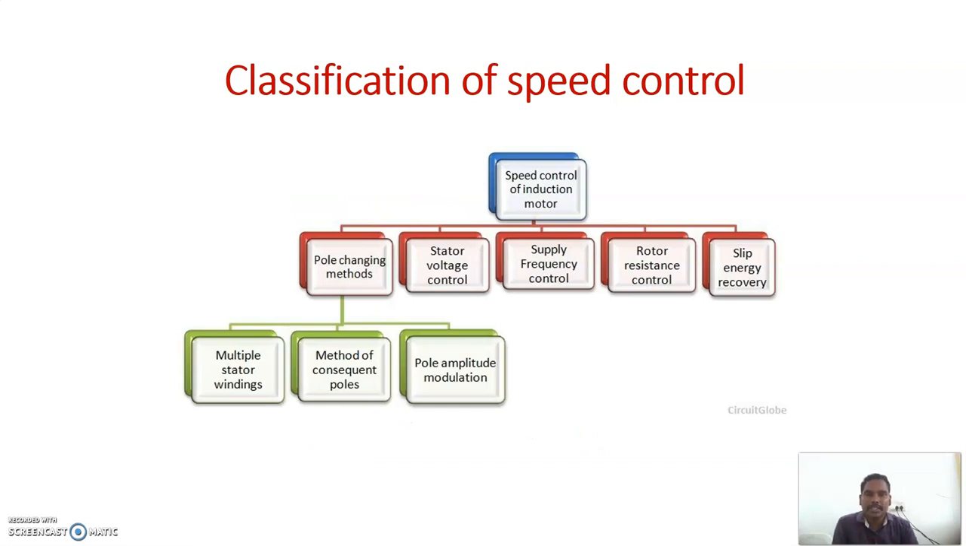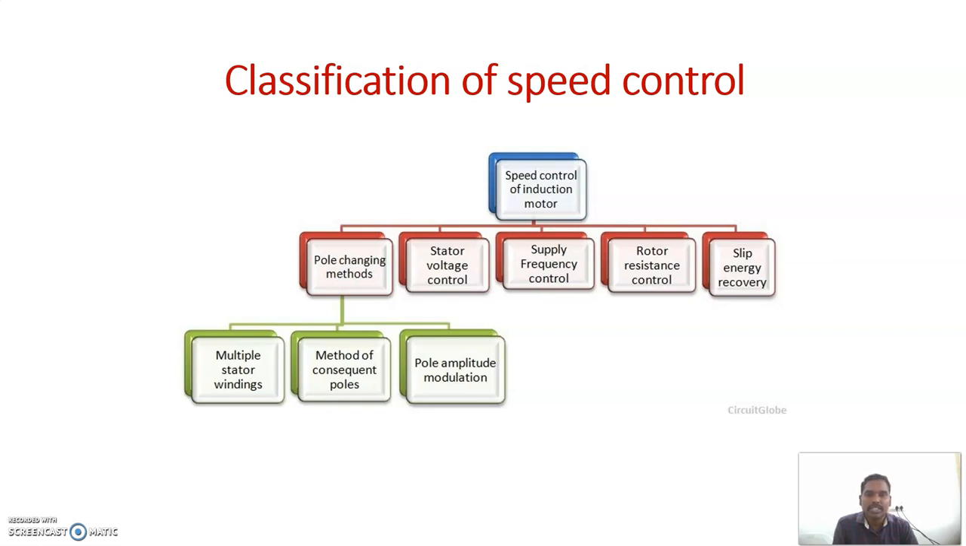The speed control can be classified into many types. Speed control is necessary for many applications. We have to control the speed for the application purpose only, not the general purpose. The machine manufacturers do not decide the speed changes. They manufacture the machine for the rated speed, rated rating only.